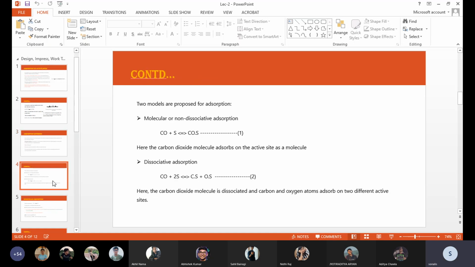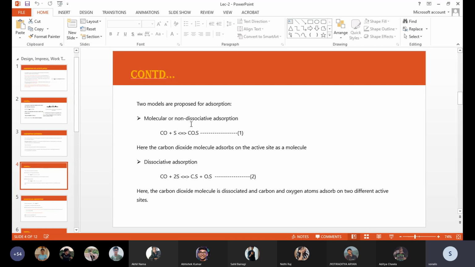Okay. Now, two models are proposed for the adsorption. We have taken a gas, that is carbon dioxide. Carbon dioxide is a symmetrical molecule. See, one carbon, two oxygens, with C double bond O. It is a planar molecule, no distortion.